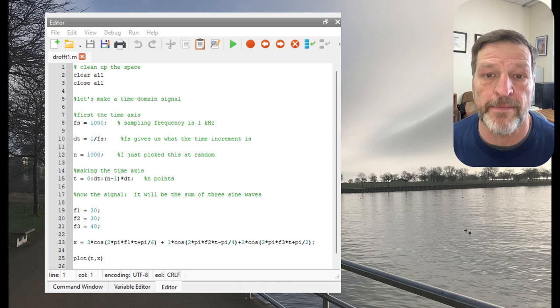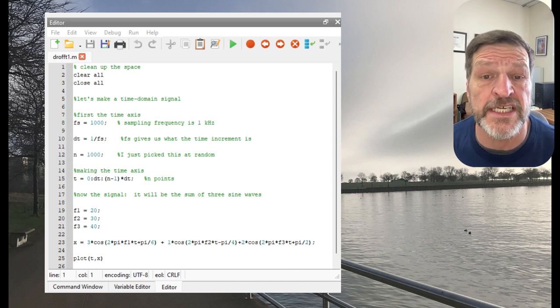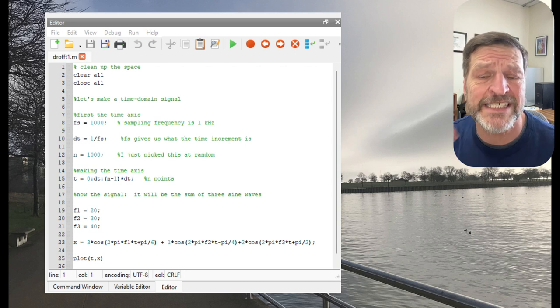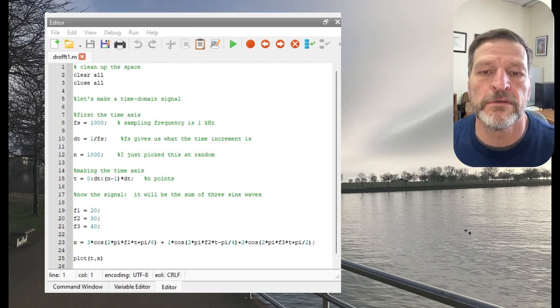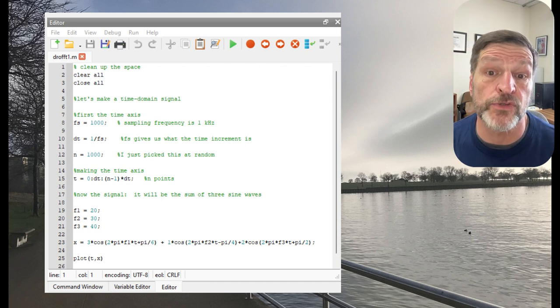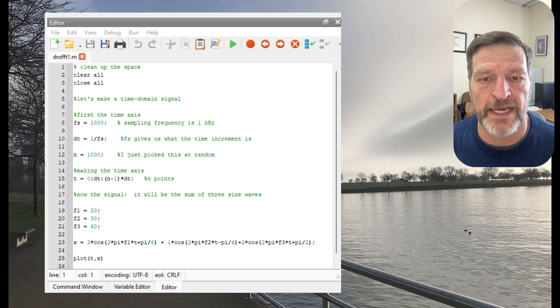Then I'm going to set my time axis. My time axis is delta t. Delta t is 1 over fs, and then it's going to go from 0 by delta t to n minus 1 times delta t. So that's going to be the time axis there.